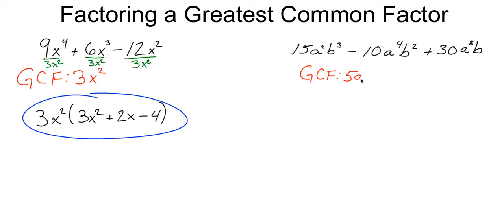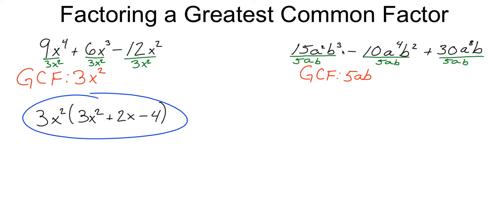So it's going to be 5a. And I look at the b variable, and this has 3 of them, this has 2, this has 1. That's the most I can take out from any one term, right? It's the smallest exponent, so it's going to be 5ab. That's going to be my greatest common factor. So just like we did over here, essentially I'm doing the opposite of the distributive property, where I'm dividing each one of these terms by 5ab, because that was my greatest common factor.